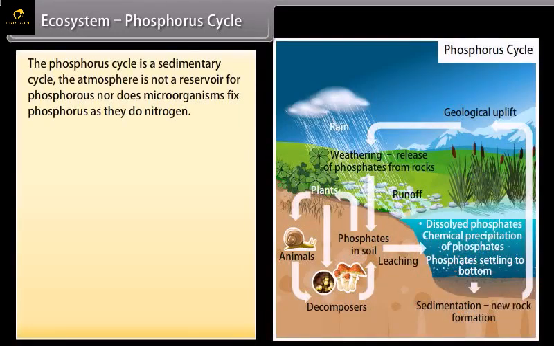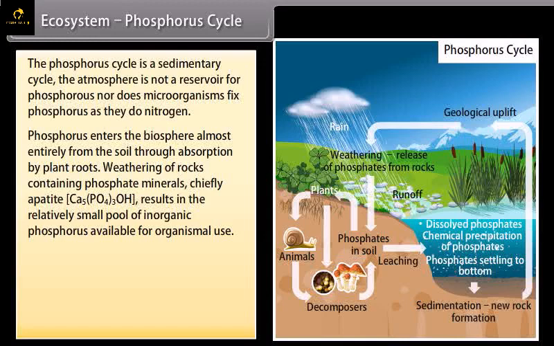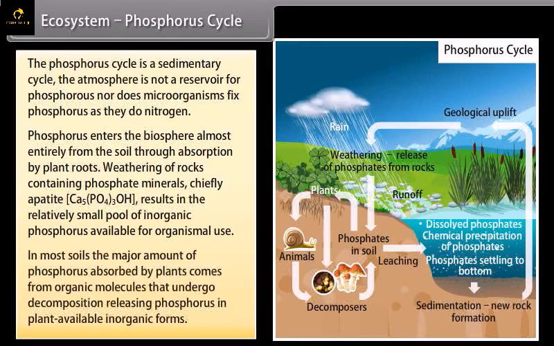Ecosystem phosphorus cycle. The phosphorus cycle is a sedimentary cycle. The atmosphere is not a reservoir for phosphorus, nor do microorganisms fix phosphorus as they do nitrogen. Phosphorus enters the biosphere almost entirely from the soil through absorption by plants' roots. Weathering of rocks containing phosphate materials, chiefly apatite, Ca5(PO4)3OH, results in the relatively small pool of inorganic phosphorus available for organismal use.